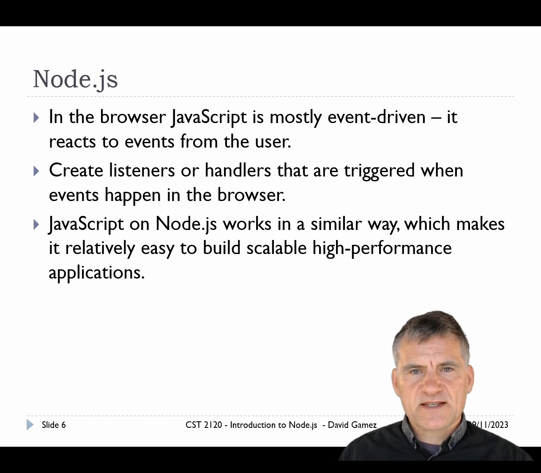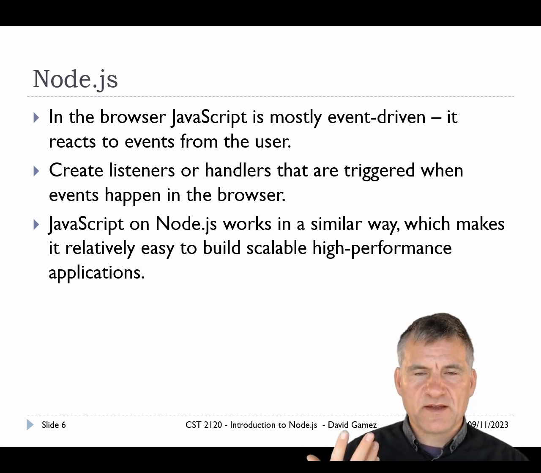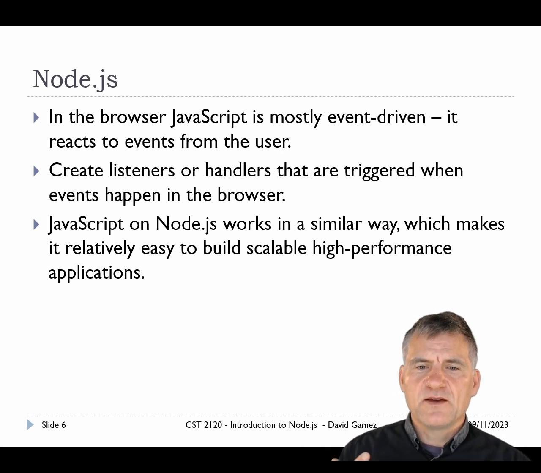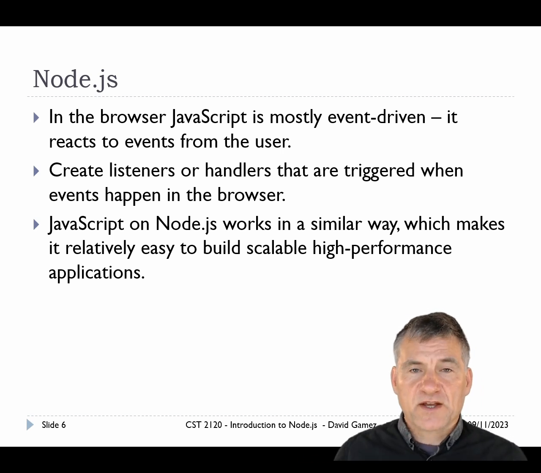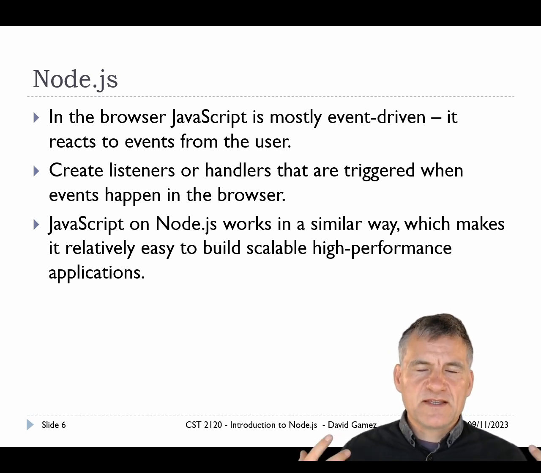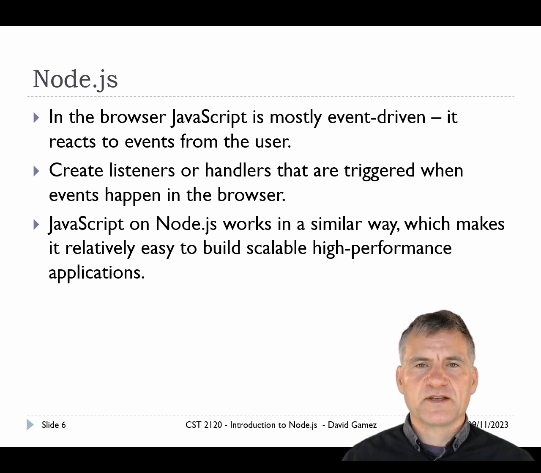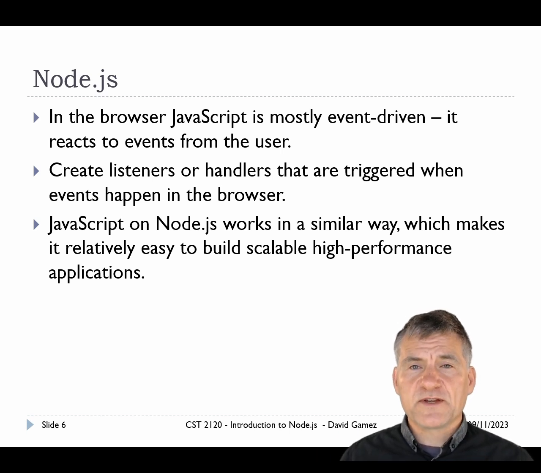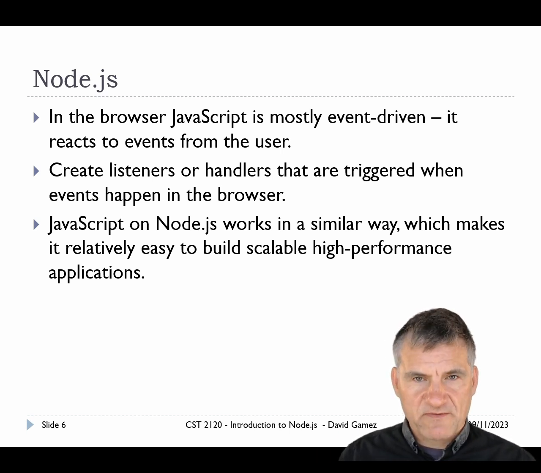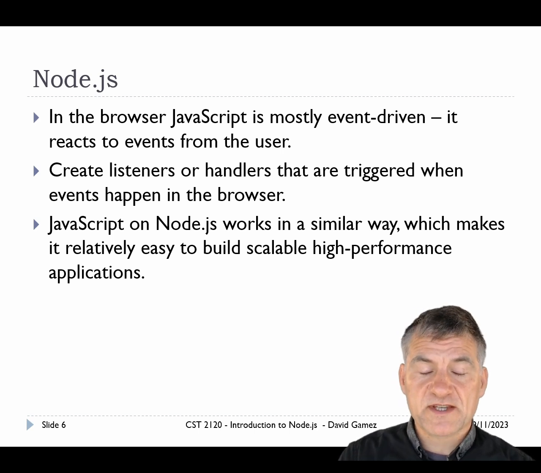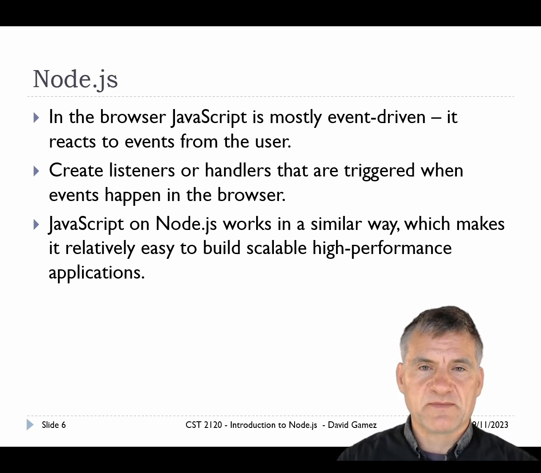And so for Node.js, they haven't completely rewritten the execution engine for JavaScript. All they've done is put it in a console format, and since it's still event-driven, that makes it relatively easy to build scalable, high-performance applications. You can still run multiple threads and do all this kind of stuff, but the out-of-the-box Node is very similar to the JavaScript runtime engine within Chrome or Edge or similar browsers.